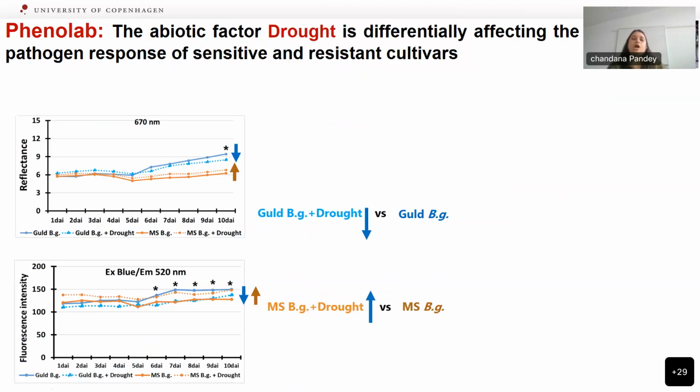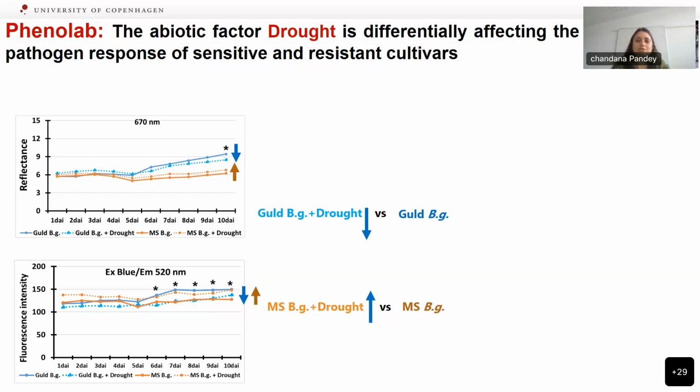Now it comes to how drought is affecting the sensitivity of cultivar. As I mentioned before, we found that gold is very sensitive to the Plumeria graminis. But when we provided the drought stress, the symptom was less, or the sensitivity decreased. But in the resistant cultivar, where we cannot see any symptom even 5 days after inoculation, we see there is an increase in the sensitivity. Means we see more symptoms when the drought was there.